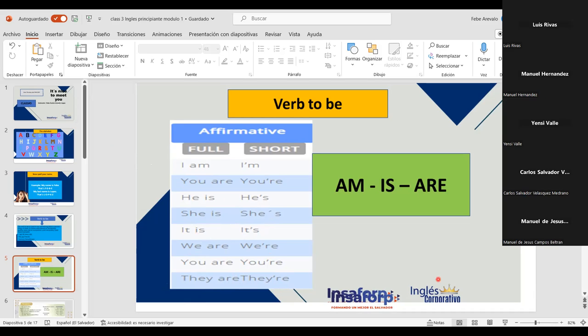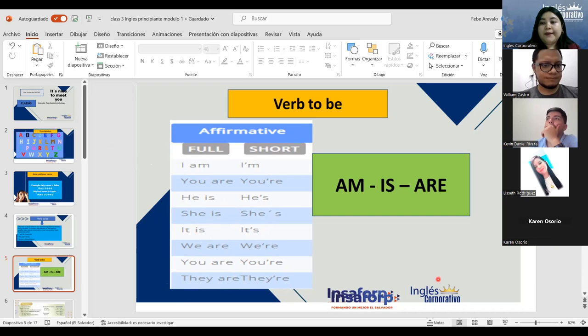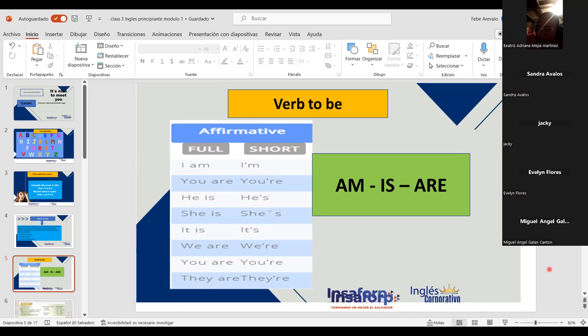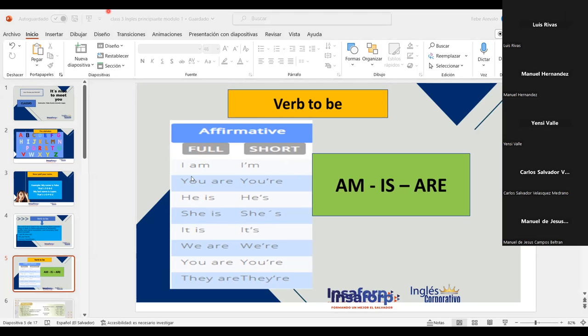Okay, now let me listen to some of you. Ahora, let's work in pairs. Vamos a trabajar en parejas. Let me have Jackie. You are the full form, usted va a ser la forma larga. And Carlos Salvador, you are the short form. Action. One I am. Una y una, perdón que la interrumpí. Bueno. I am.